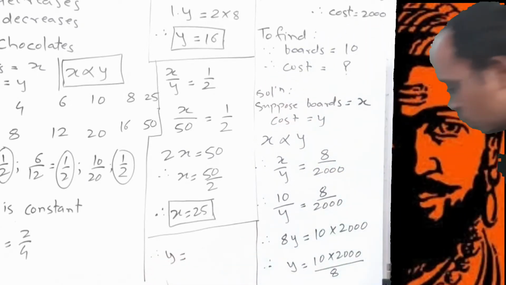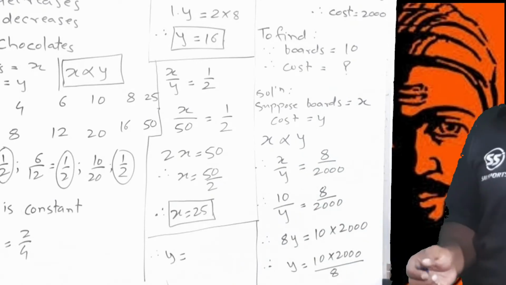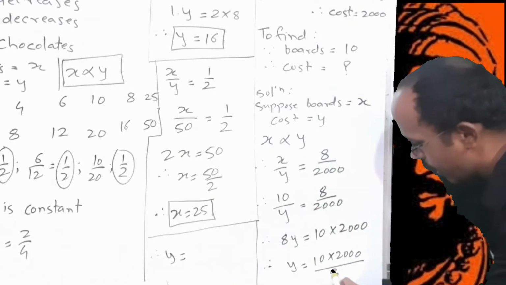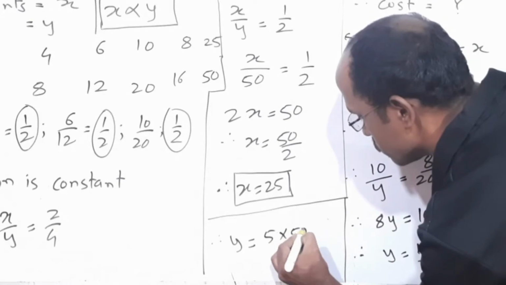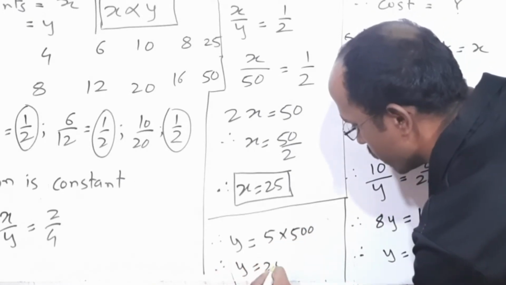Therefore y is equal to. Now here test of divisibility is for our rescue. Let's apply. 8 and 10 both are divisible by 2. So if we divide them by 2, 2 5s are 10, 2 4s are 8. Okay. 20,000 and 4 both are divisible by 2. If we divide them by 2, here will be 2 2s are 4. Here will be 1000. Sorry. Okay. 1000 divided by 2, 2 1s are 2, here it will be 500. So y is equal to 5 multiplied by 500. So y is equal to 2500.